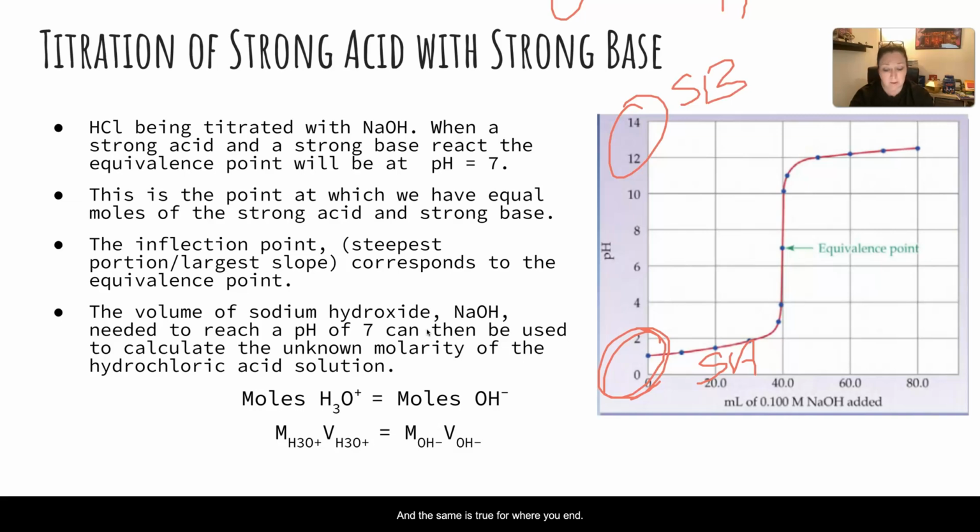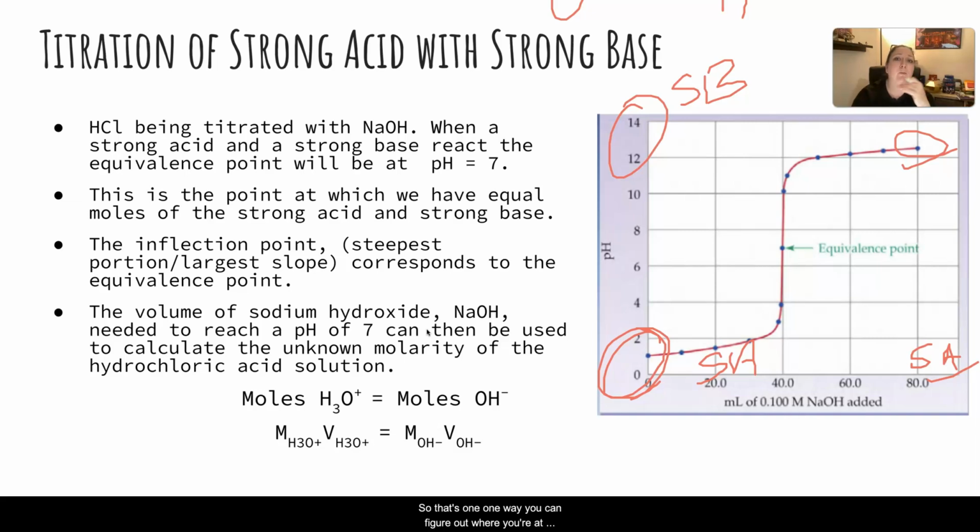And the same is true for where you end. So when my pH ends somewhere between 12 and 14, then that means that whatever I titrated with, in this case, was also a strong base. And the opposite could be true: if the curve was down here and I had a strong acid and I ended somewhere between 0 and 2. So that's an indicator. And then if you started somewhere above 7 but below 12, then that means you had a weak base. Or if you were below 7 and above 2, then that means you had a weak acid.